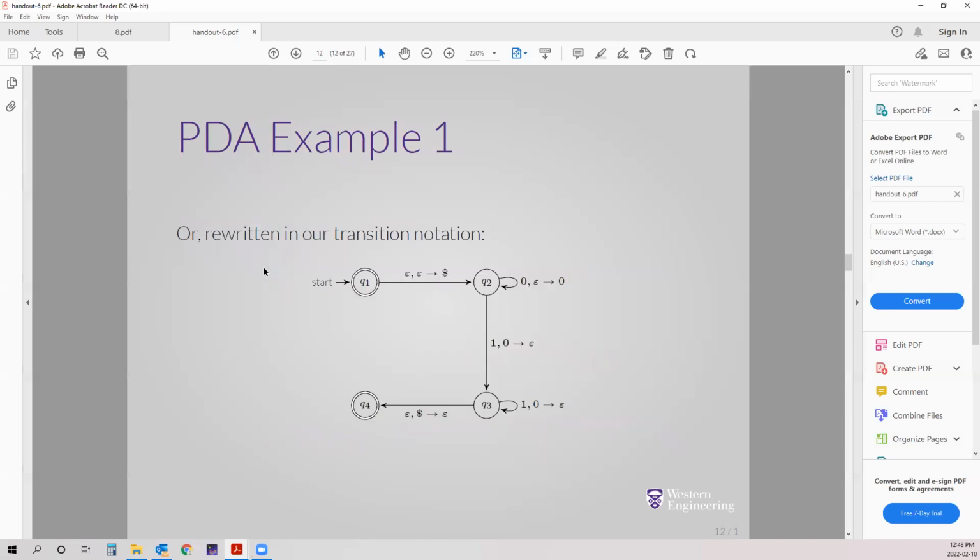Okay, or rewriting the transition as the following: start, epsilon, epsilon. This is the hash sign. Wait, we just saw it. The hash sign, the dollar sign. So this one is the symbol that will tell you that we reached the end of the stack. So this is the first symbol, we push it.